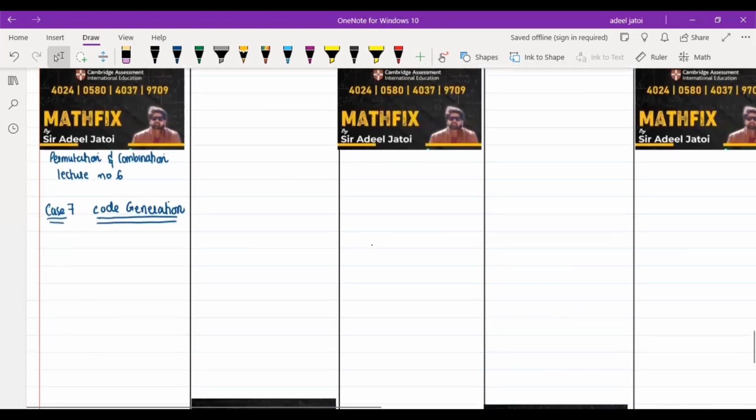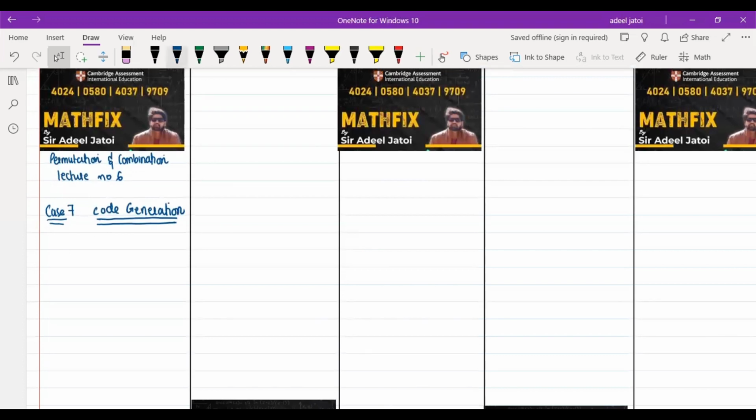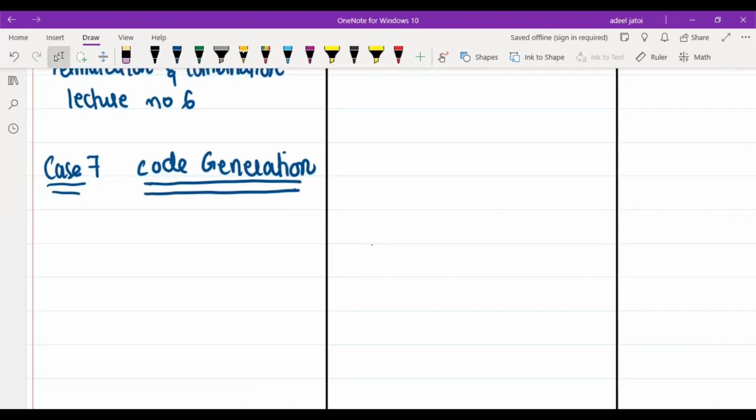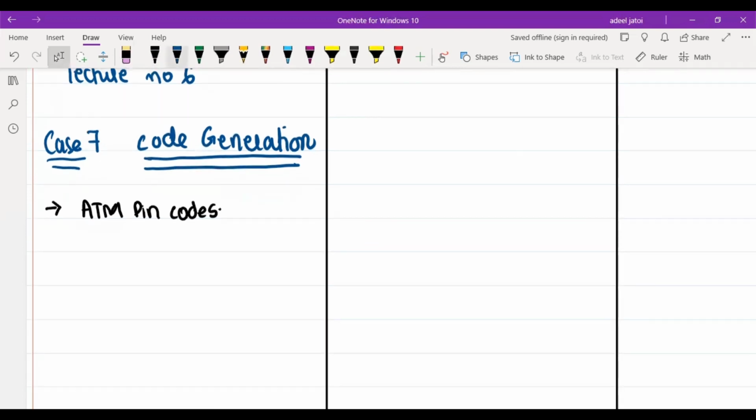Now, lecture number 6 with case number 7, where you need to understand where we have code generation. When we have ATM pin codes, pin codes or normal safe codes or codes for any particular gadget, that is called code generation. Even your phone codes are one of them. So ATM pin codes can involve, let's say, no digit is repeated.